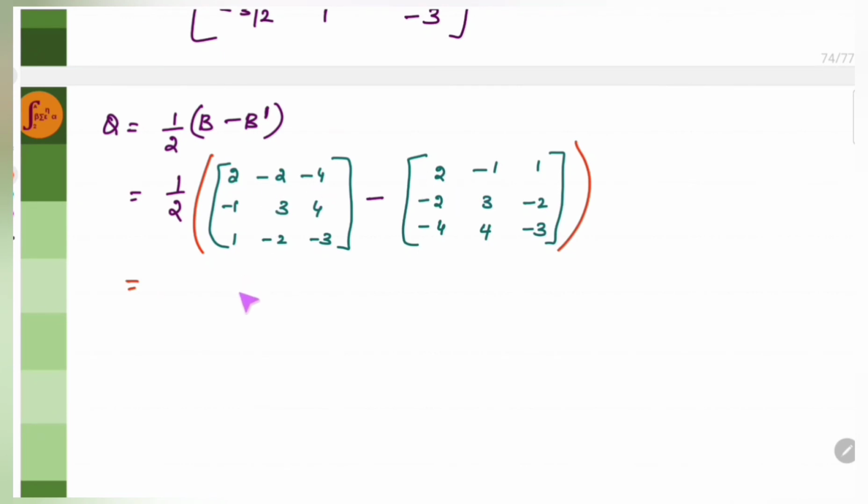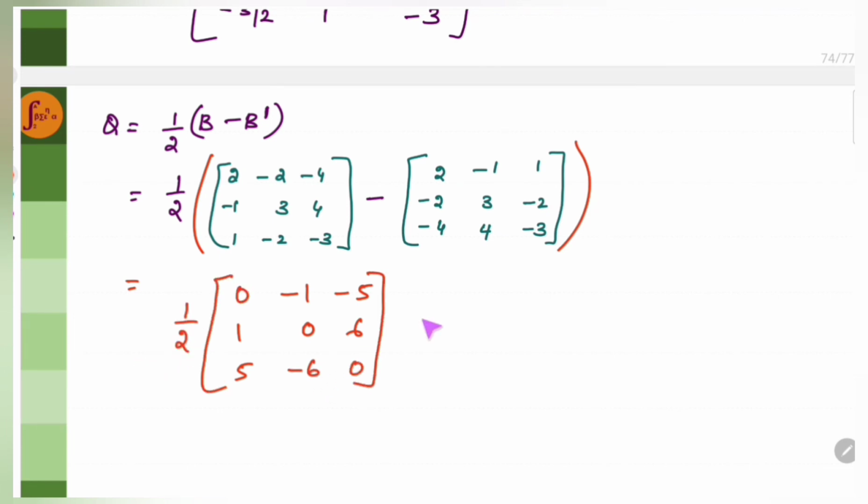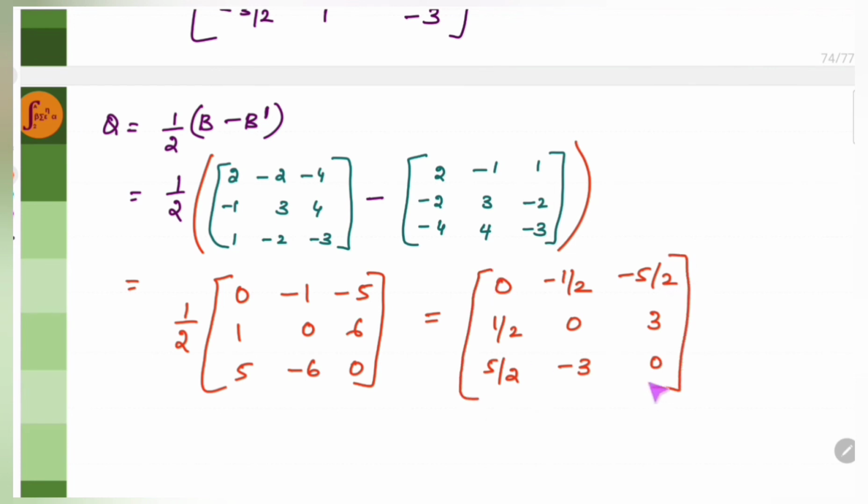2 minus 2, 0. Minus 2 plus 1 is minus 1. Minus 4 minus 1 is minus 5. Minus 1 plus 2 is 1. 3 minus 3 is 0. 4 plus 2 is 6. 1 minus 4, 5. Minus 2 minus 4 is minus 6. Minus 3 plus 3 is 0. So now we'll multiply with one half. So we're going to get 0, minus 1 by 2, minus 5 by 2, minus 3 and 0. This is the matrix that we are going to get. So this is nothing but what we've called Q.